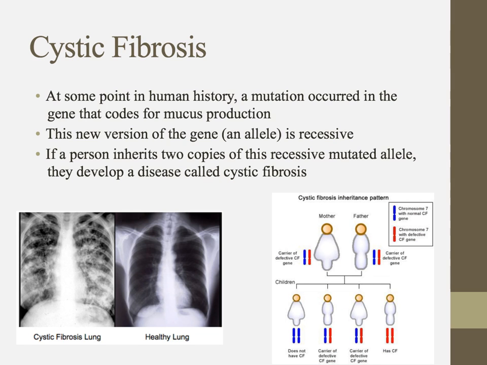A great example of how alleles can be different is the allele for mucus production in the lungs. At some point in our human evolutionary history, some kind of a mutation occurred in that segment of DNA that normally codes for normal mucus production. The new version of that gene, called an allele, is recessive. So if a person inherits two copies of that recessive allele, then they will get this disease called cystic fibrosis, a mucus buildup in the lungs.